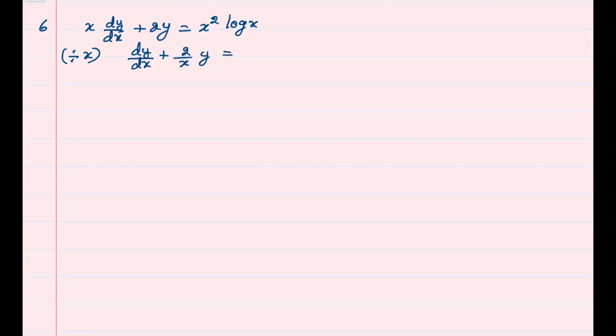Question number 6. X times dy by dx plus 2y is equal to x square log x. Again, this is not in the standard linear differential equation form. We will divide by x throughout. Dy by dx plus 2 divided by x times y equal to x log x. Now, this equation is in the linear differential equation form. Dy by dx plus py equal to q, where p is 2 over x and q is x log x.